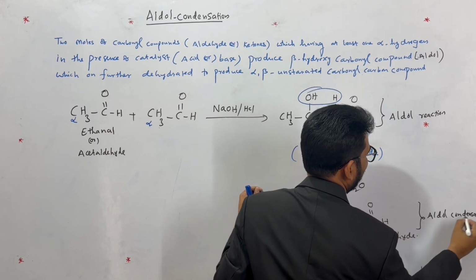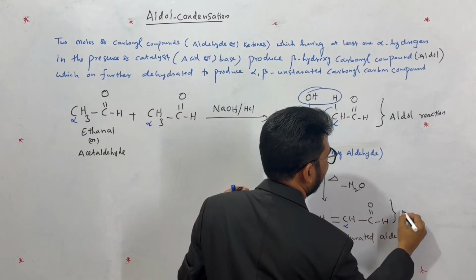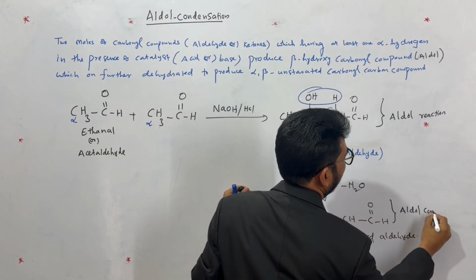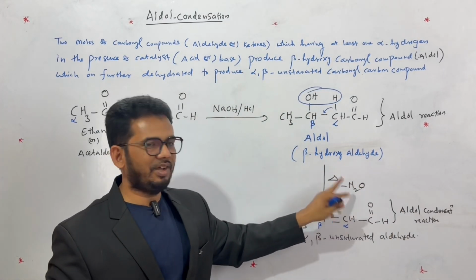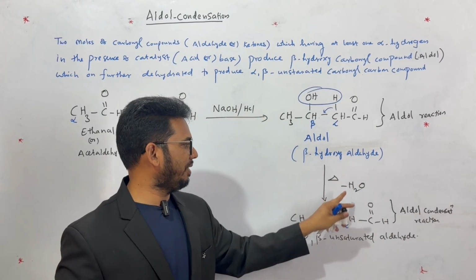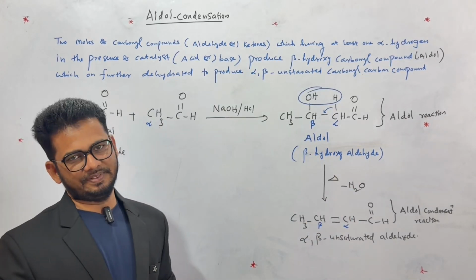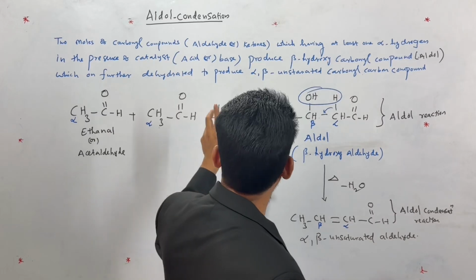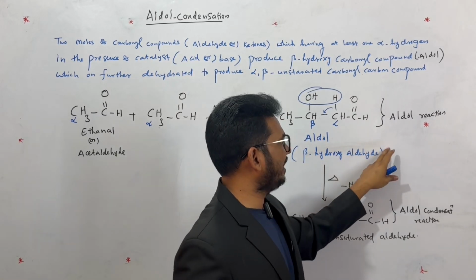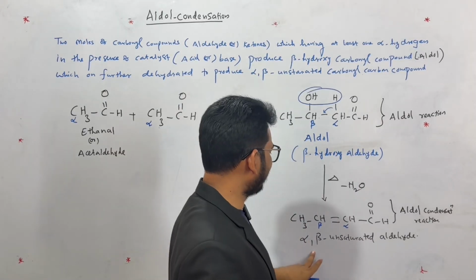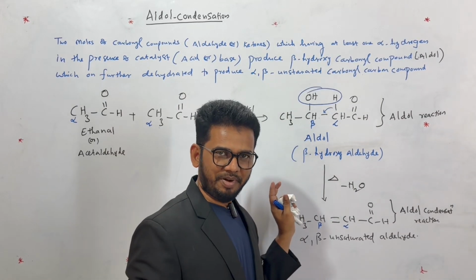Remember that aldol condensation reaction. This one we call the aldol condensation. This is only the aldol reaction. This is the condensation. Why? After losing the water molecule, when it is dehydrated, it is called condensation. Remember this. Whatever the alpha, beta might be, the aldol reaction product is different, that is the beta hydroxyaldehyde or aldol. The condensation reaction product is different, the alpha, beta unsaturated aldehyde. I hope you understood this.